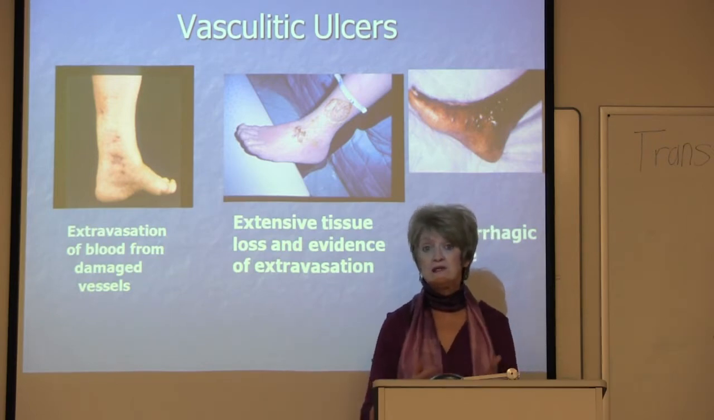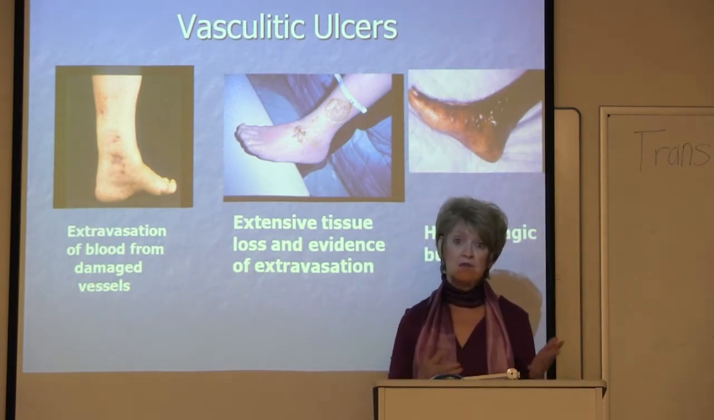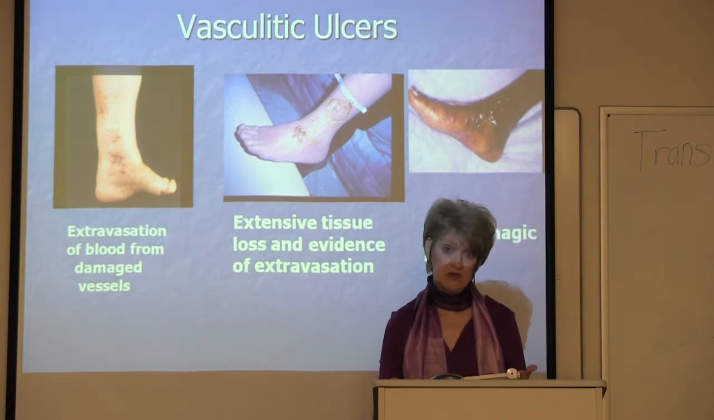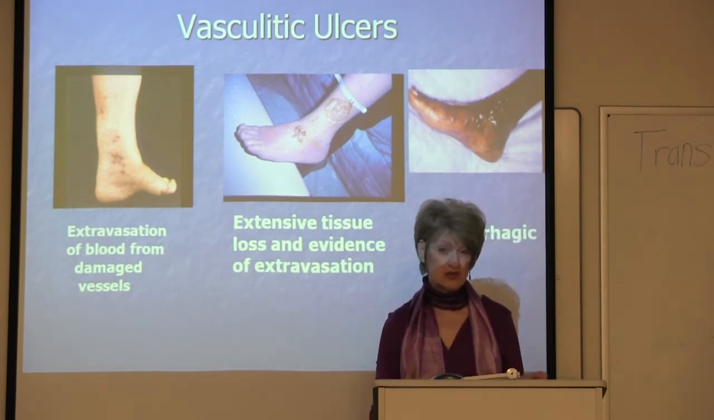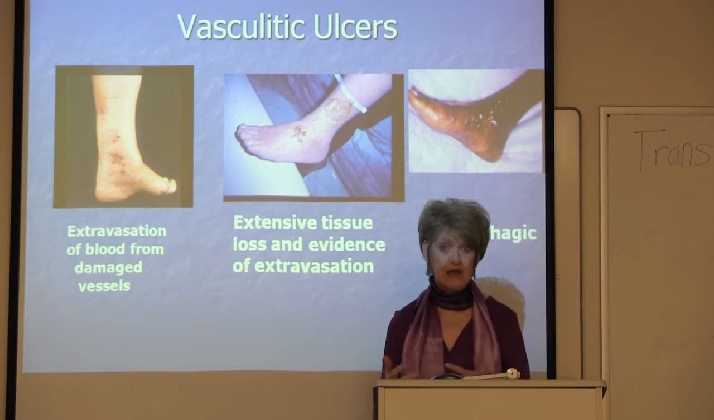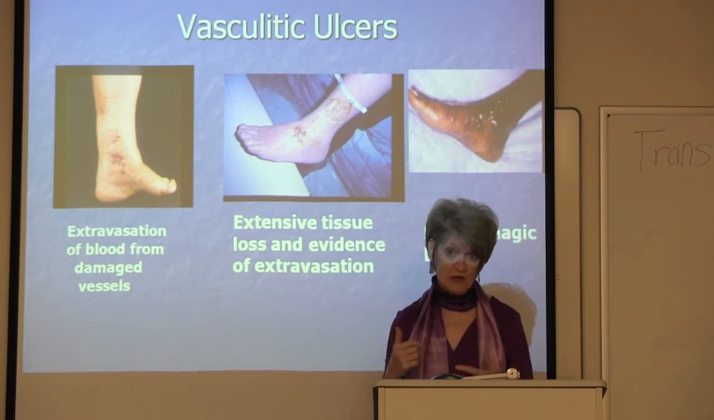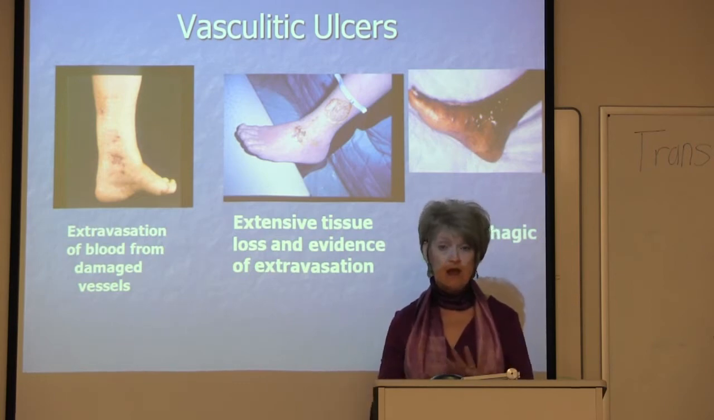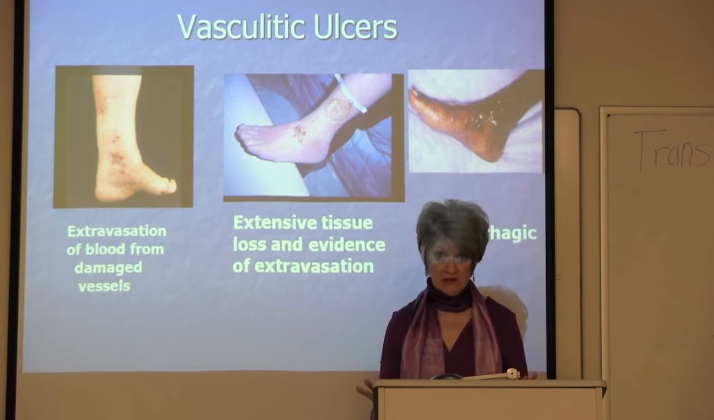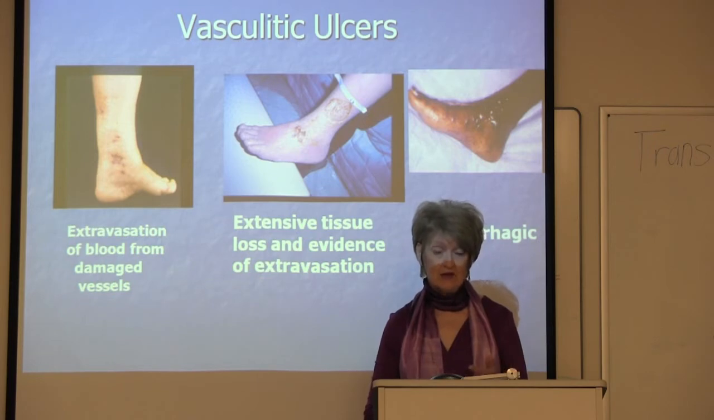So if we were trying to differentiate a vasculitic ulcer from a venous ulcer or from an arterial ulcer, a venous ulcer is usually located between the ankle and the knee. These wounds may also be located between the ankle and the knee. But that's the only point of similarity. Venous ulcers typically have a very red, wet wound bed. They're very shallow, and we've already discussed the pain pattern.